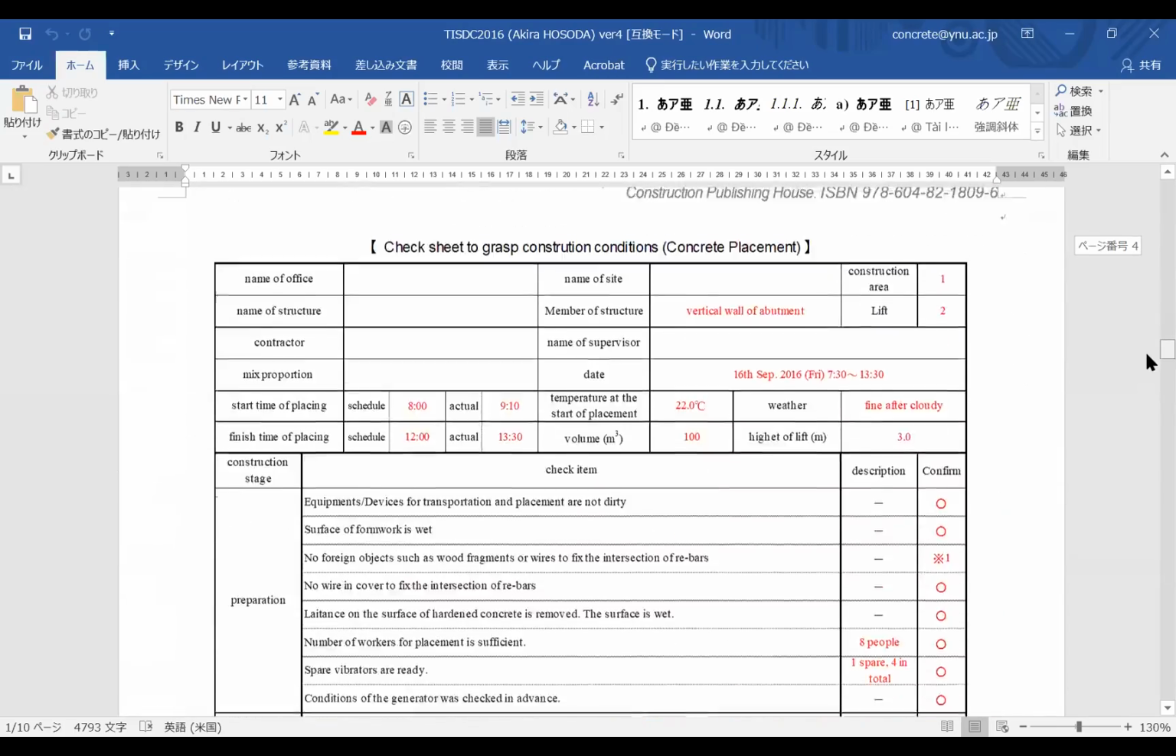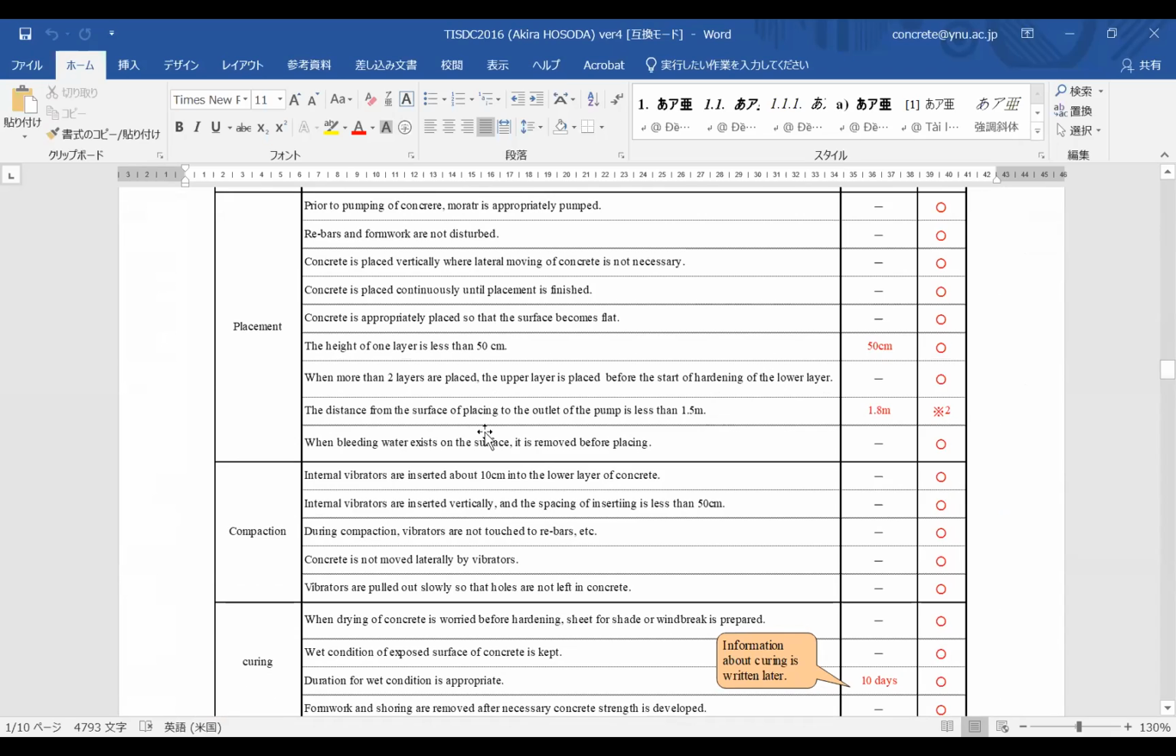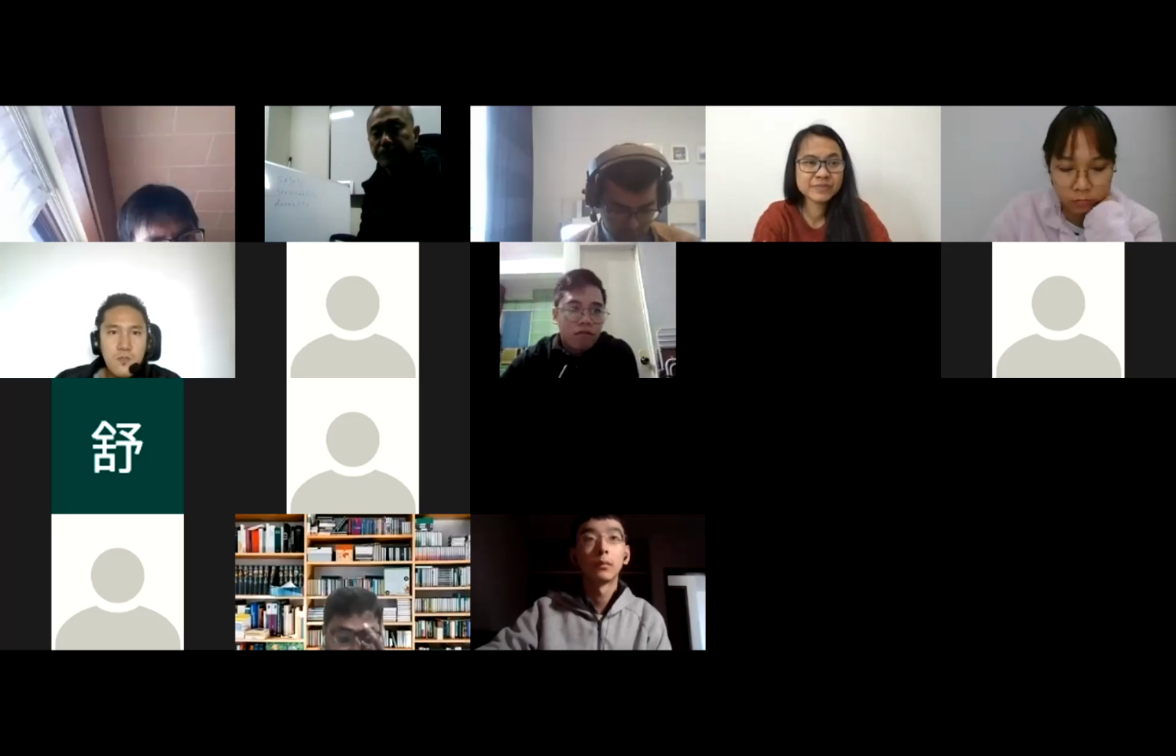Let's go back. For example, during compaction, internal vibrators are inserted about 10 centimeters into the lower layer of concrete. Do you understand the meaning? I'll use whiteboard again. Do you understand the meaning?